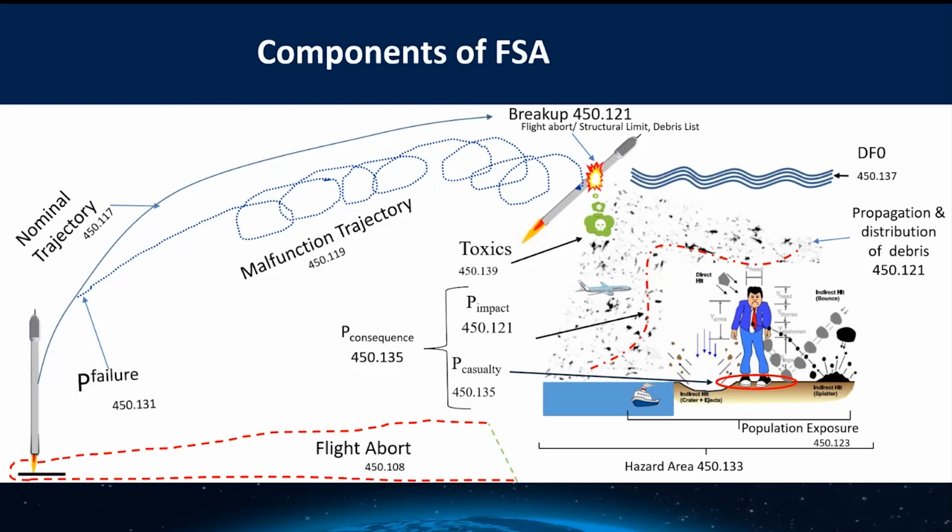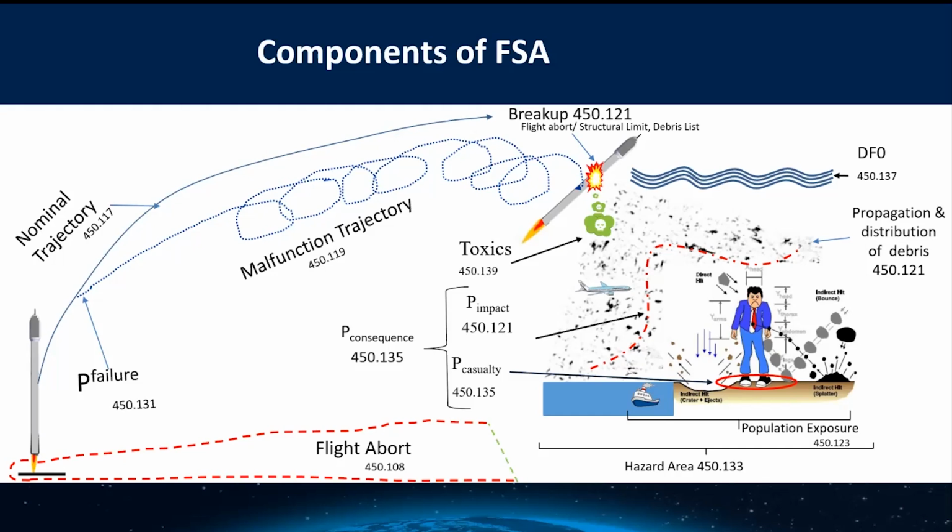Once a vehicle has failed, there are a few possible culmination scenarios, most of which lead to vehicle breakup. That is aero breakup, aero thermal demise, FTS destruct, or an intact impact. This is covered under 450.121 breakup analysis, where the applicant needs to describe the methods used to determine the end states and resultant debris characteristics, as well as the propagation of that debris field and probability distribution at impact.